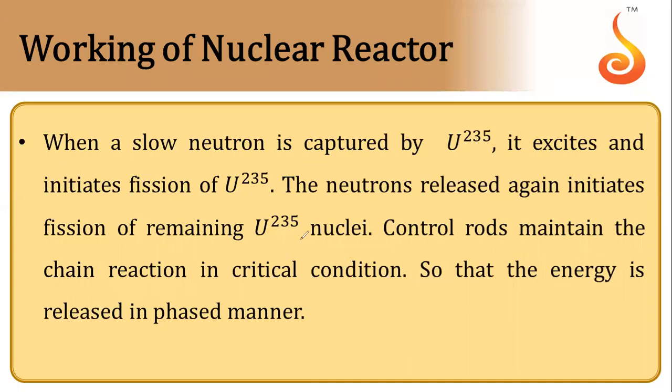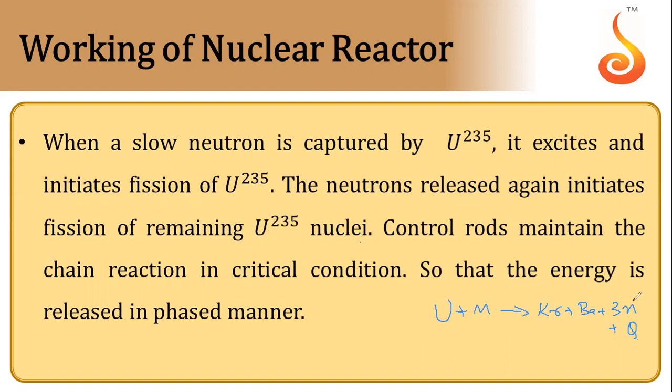Hi. The next is working of a nuclear reactor. So when a slow neutron gets captured by uranium nuclei, it excites and it leads to the fission of uranium-235, leading to the production of krypton, barium, 3 neutrons, and energy. Then the neutron released again initiates fission of remaining uranium-235 nuclei.